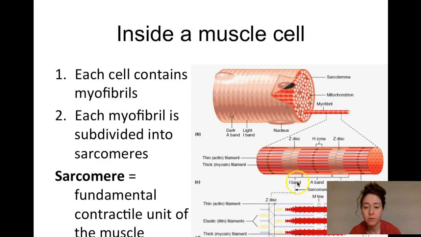The I band is the region of the myofibril that only contains actin. The A band is the entire region that contains myosin. So the entire length of the myofibril that contains myosin is called the A band. The H zone is the region located in between the actin filaments that only contains myosin. So the H zone is what's actually going to become shorter when that contraction is occurring, because those actin filaments are coming closer together, those Z discs are coming closer together, but the myosin does not change. Those thick filaments do not change in length.